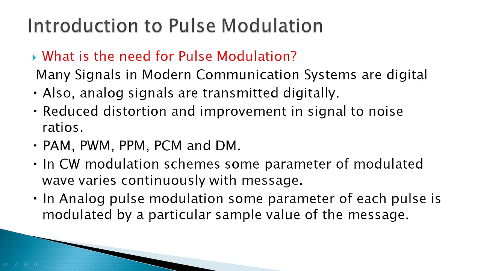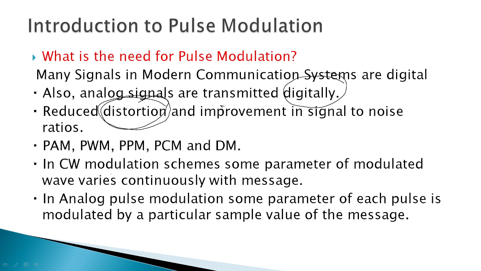is used to transmit the signal with less distortion. So here you can see, in modern communication systems, analog signals are transmitted digitally and the distortion is very less. That is the reason we are going for digital signal transmission compared to analog.